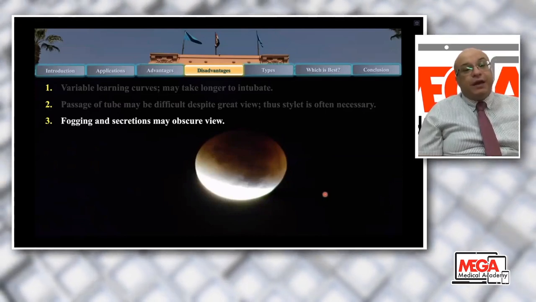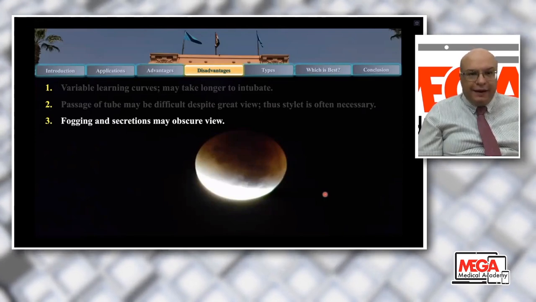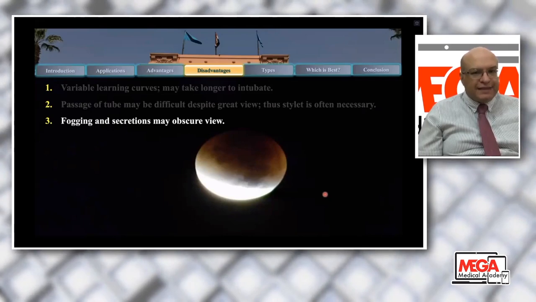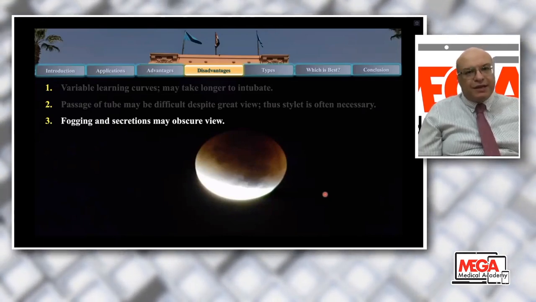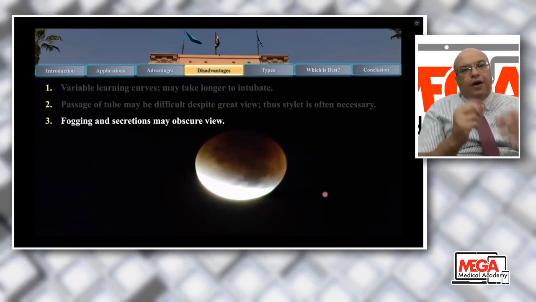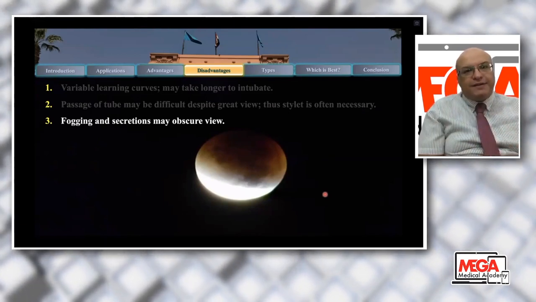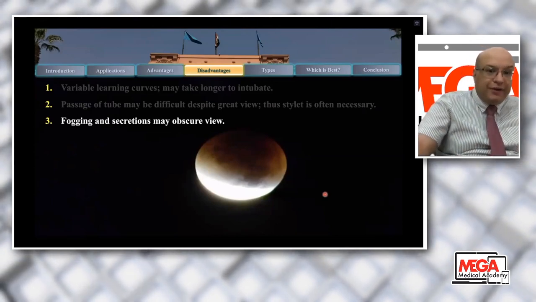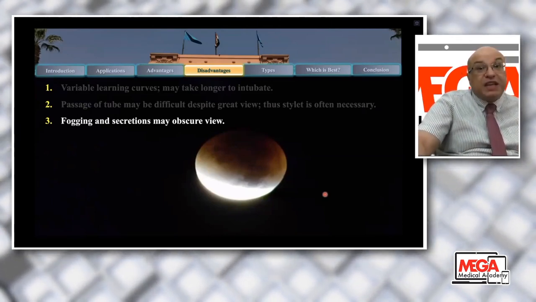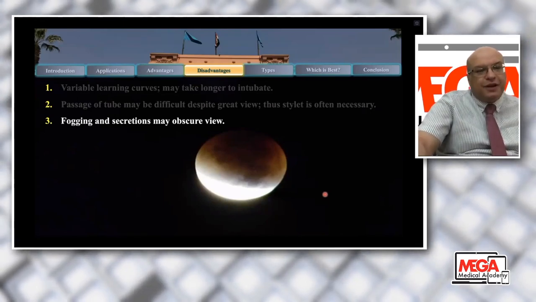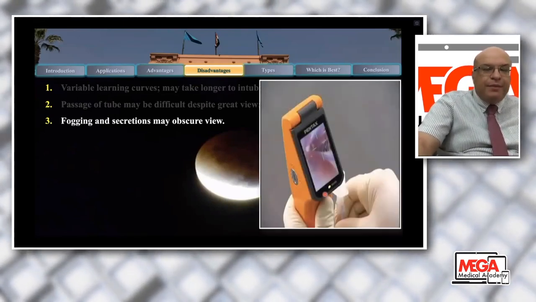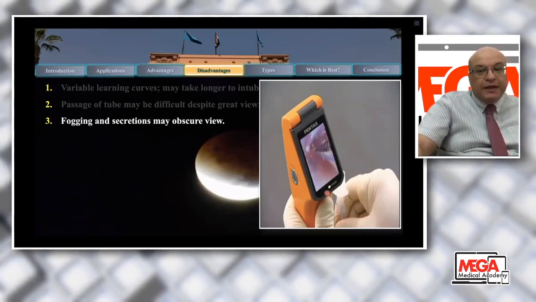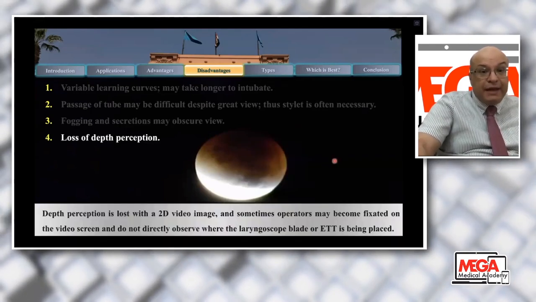Fogging and secretions may obscure the view. There is a simple trick. Just turn on your video laryngoscope 45 or 60 seconds in advance of intubation. That heats up the bulb or light source of the camera and avoids fogging and secretions from it. And do suctioning before inserting your video laryngoscope. Some video laryngoscopes, as I'll describe, have an inherent antifog mechanism.